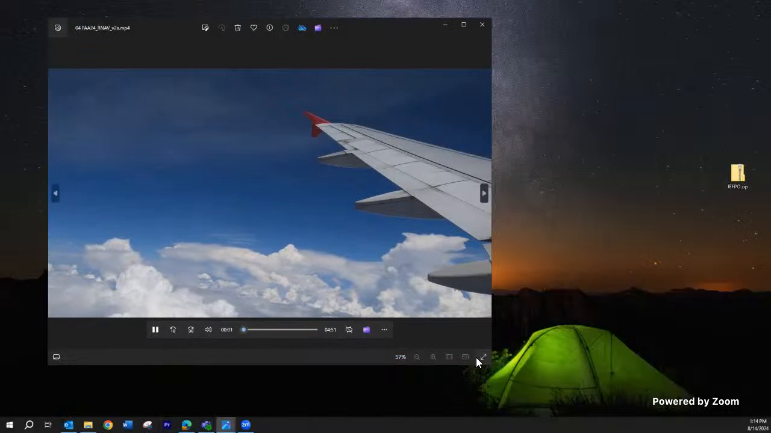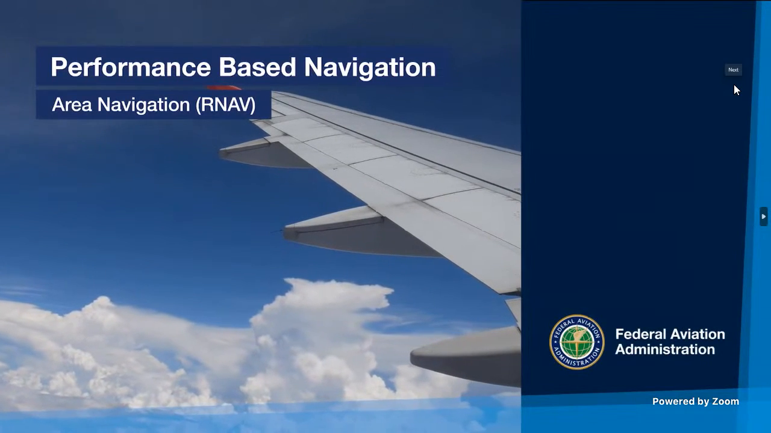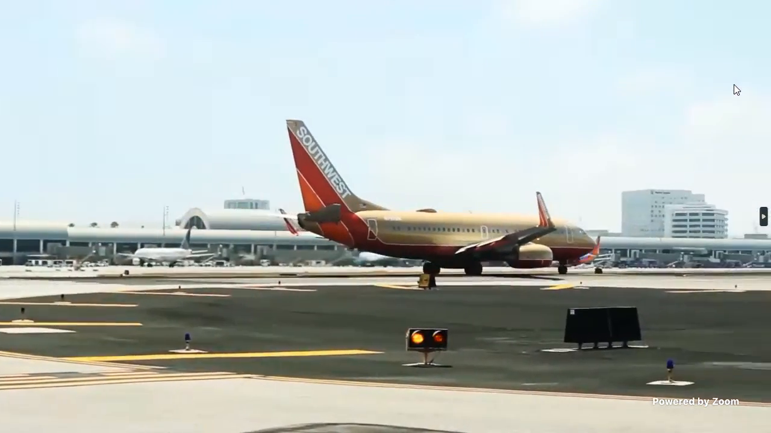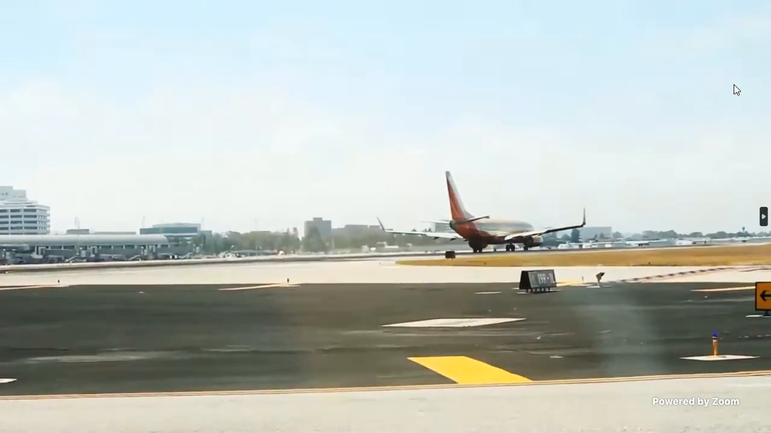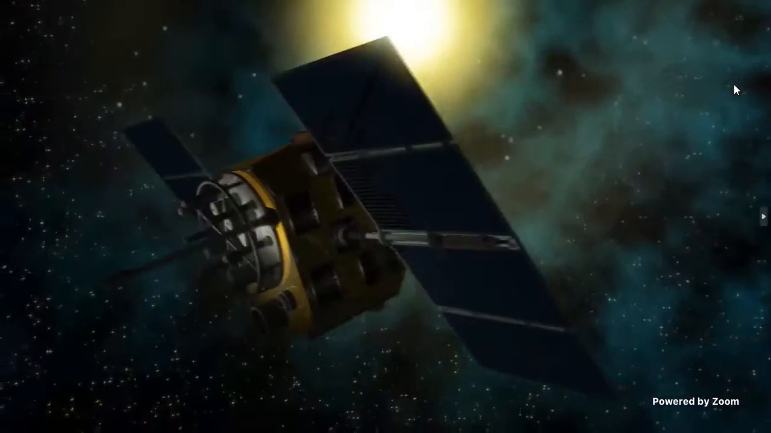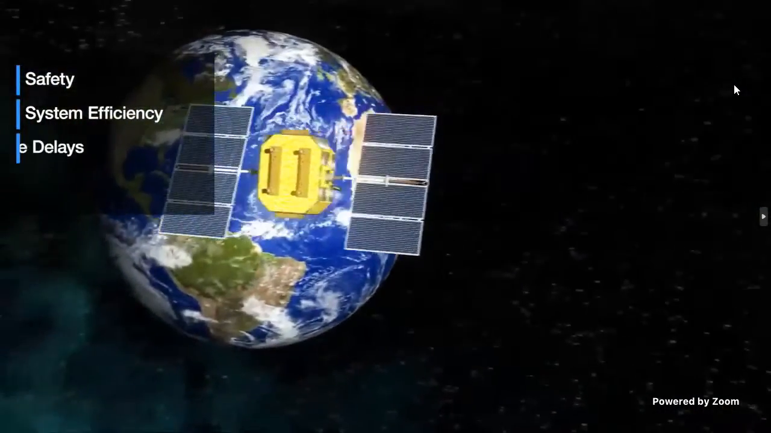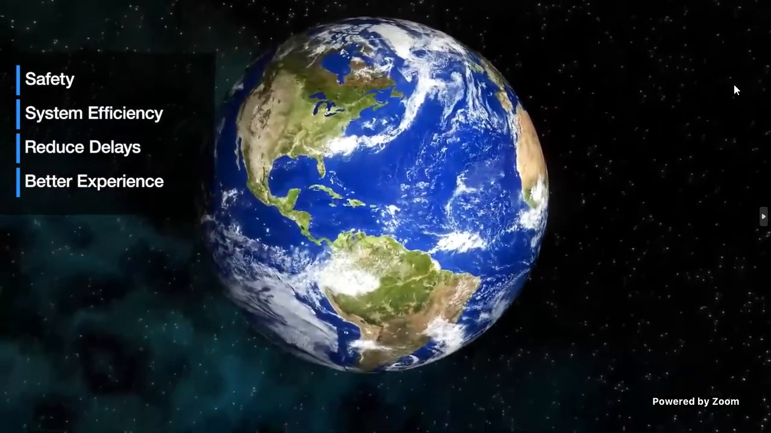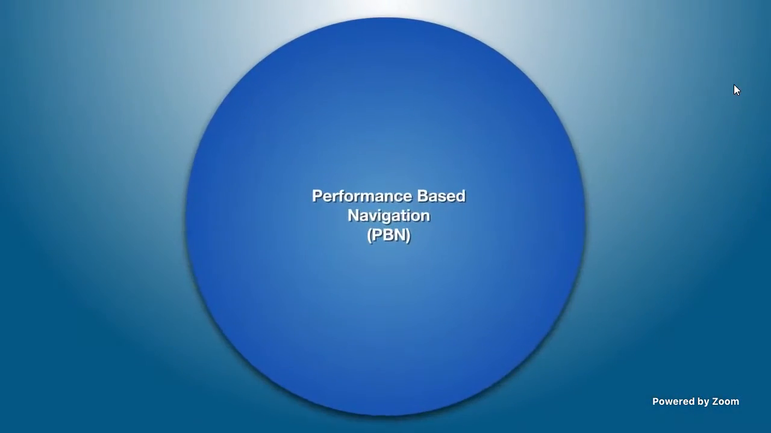This video provides an overview of changes taking place to modernize and transform the U.S. national airspace system. We will talk about satellite-based navigation and how this technology is improving the nation's airspace. Satellite-based technology enables the FAA to improve safety and system efficiency, reduce delays, and provide a better experience for travelers. One aspect of satellite-based navigation is called PBN, or Performance-Based Navigation.